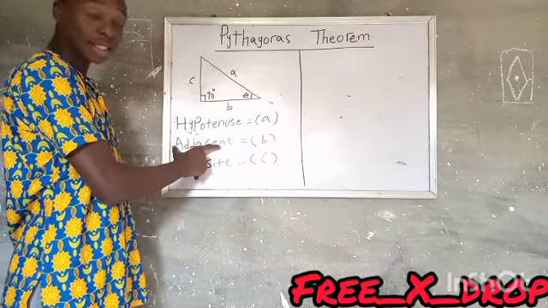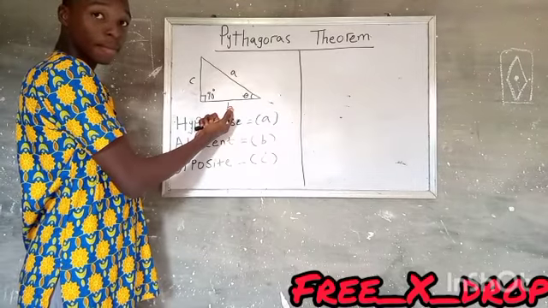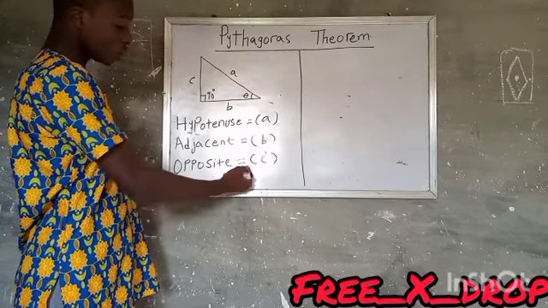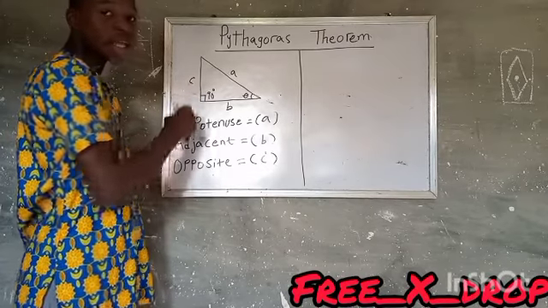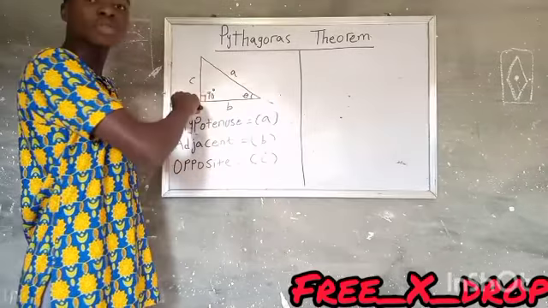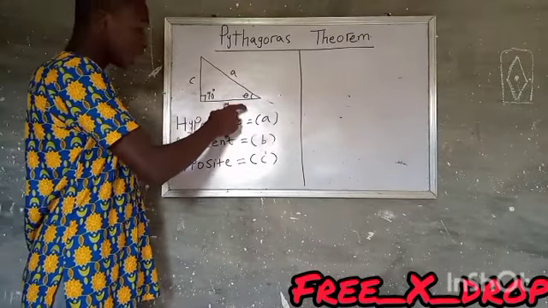And then you have the adjacent. The adjacent side, which is labeled B, that's here. The adjacent, that's the name. And the other one is called the opposite, the last, which is labeled C. Now I will explain why this is called the adjacent and this is called the opposite. Actually, it can change, but this is why it is called adjacent and opposite.